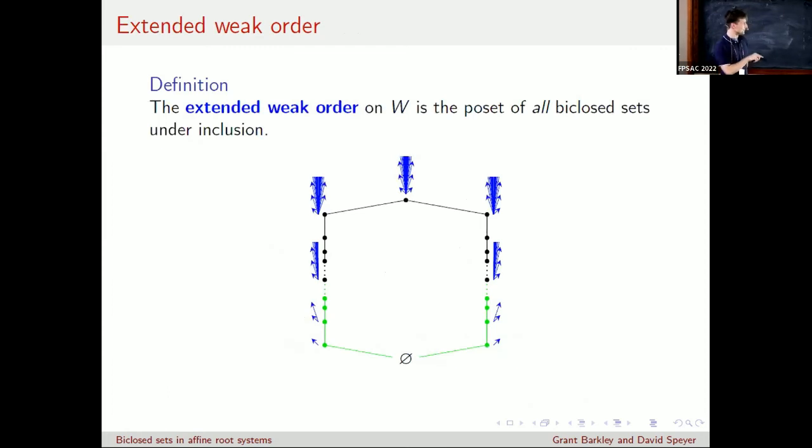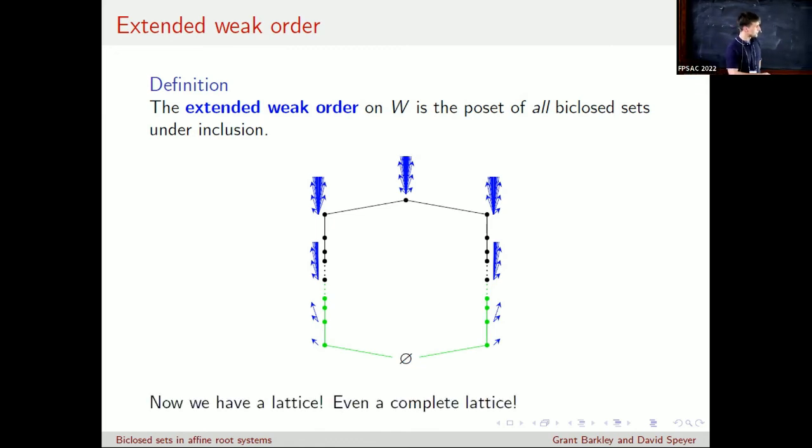The answer is, if you put in all of the biclosed sets, we do get a circle. So I'm going to call this poset the extended weak order. And this is the poset of all biclosed sets under inclusion. When we look at all biclosed sets, we get a top half of this circle. The stuff that's highlighted in green is what we were looking at originally. That's the finite biclosed sets. And now we have this other stuff. And now this is a lattice. And even better, it's a complete lattice.